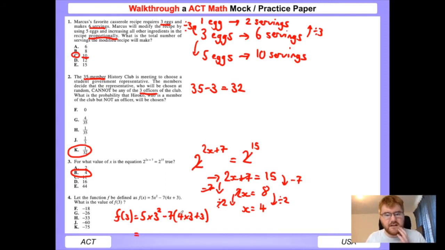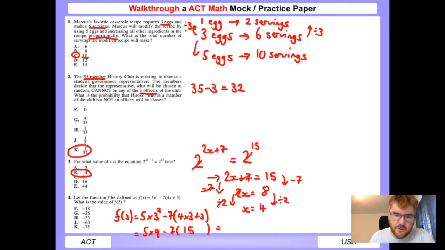So the first thing that we are going to do is the exponents. So 3 squared is equal to 9. Notice I'm just doing this one step at a time. I'll work this out in the brackets. So 4 times 3 is 12. 12 plus 3 is 15.